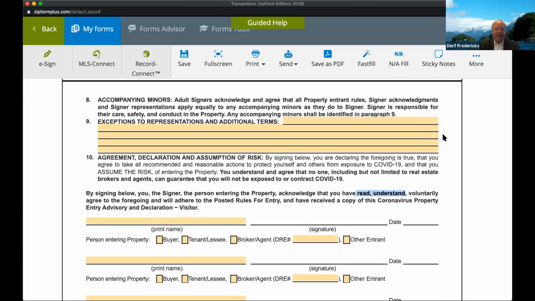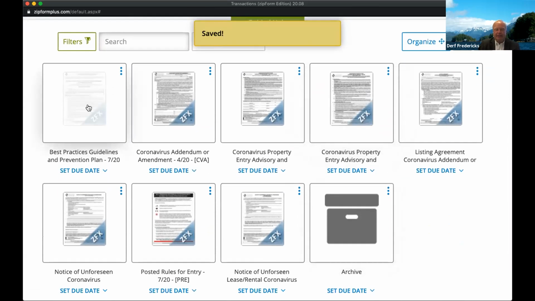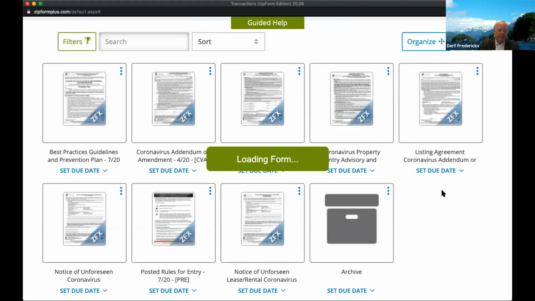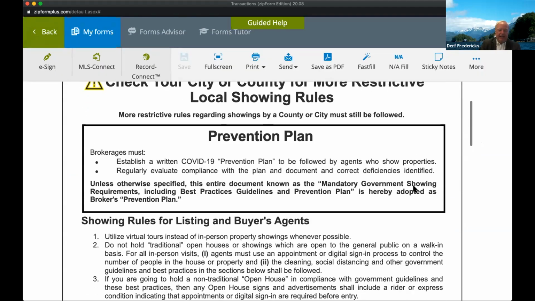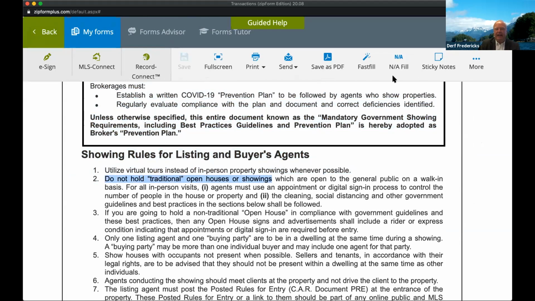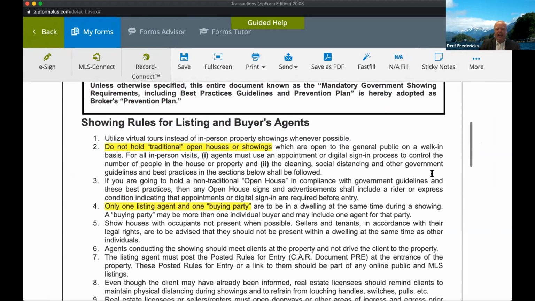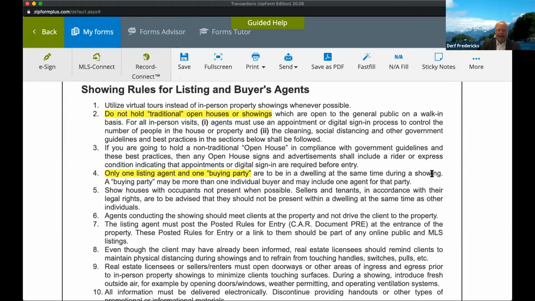In the BPPP, it states, and again, this is a 2-page form that goes to buyers and sellers, that best practices form states that there will be no open houses, that there will only be one agent and buyer viewing the property at a time. Now they identify it as one buying party at a time. So the buying party may be the husband and wife and a kid. It could be 3 or 4 people, but that's identified as one buying party.